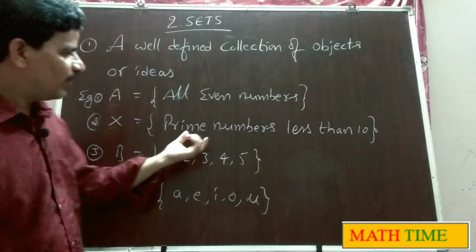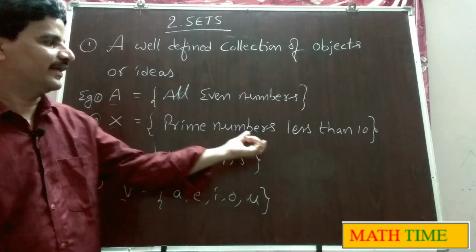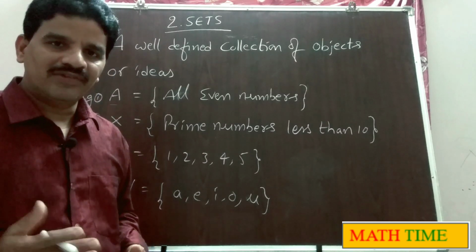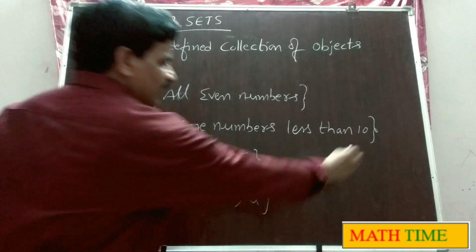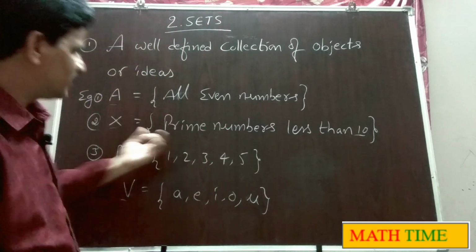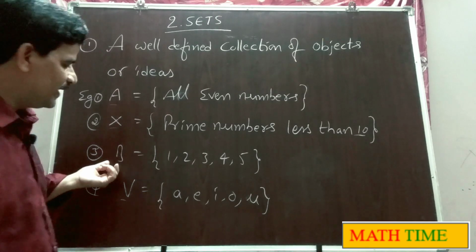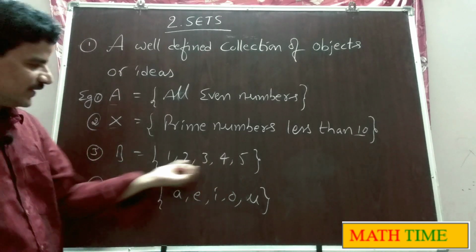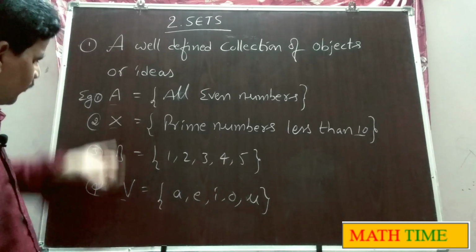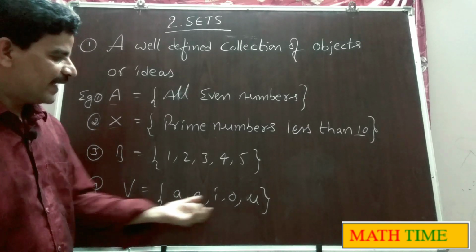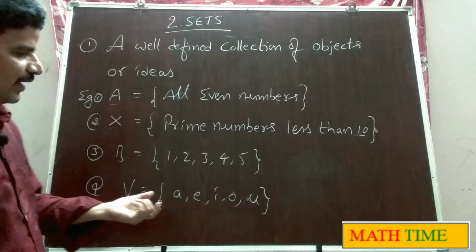So here X equal to prime numbers less than 10. Here prime numbers start with 2, 3, 5, 7 and so on, but they are less than 10. Less than 10 means, so here 2, 3, 5 and 7. Here set B equal to 1, 2, 3, 4, 5. These are called elements. V equal to a, e, i, o, u. So here a, e, i, o, u are vowels in alphabets.